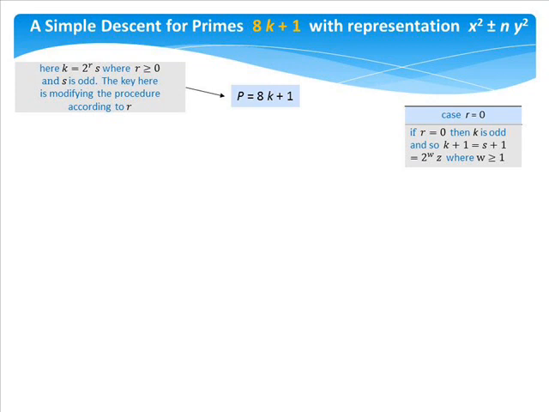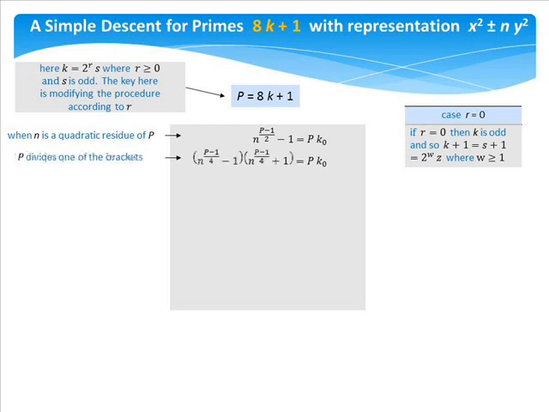When r is 0, k is odd, and so k plus 1 equals 2 raised to w times z, where w is equal or bigger than 1. When n is a quadratic residue of p, then n raised to p minus 1 over 2 minus 1 is divisible by p. Since 8 divides p minus 1, then n raised to p minus 1 over 2 minus 1 can be factored into those two brackets, with p dividing one of them.